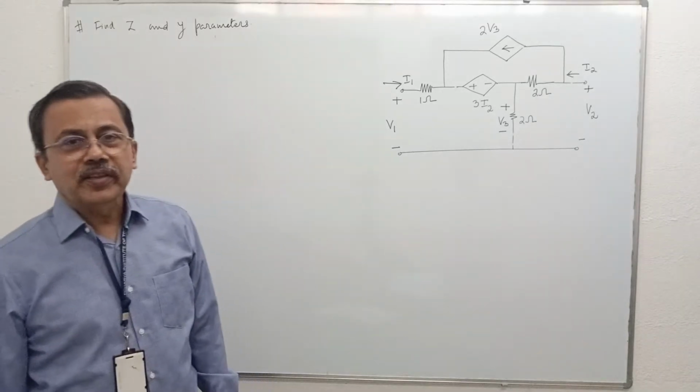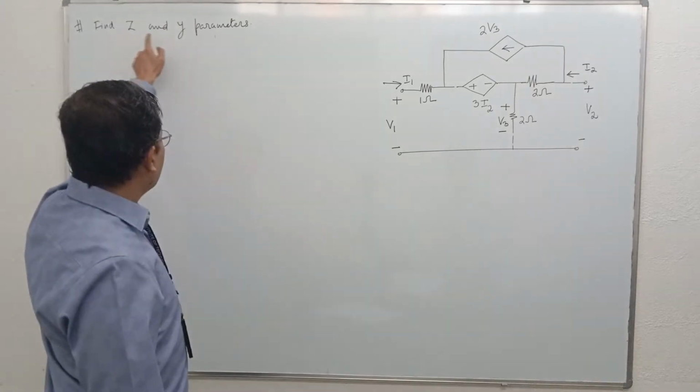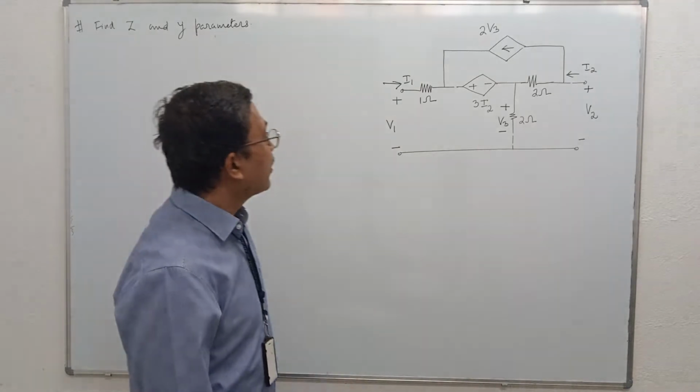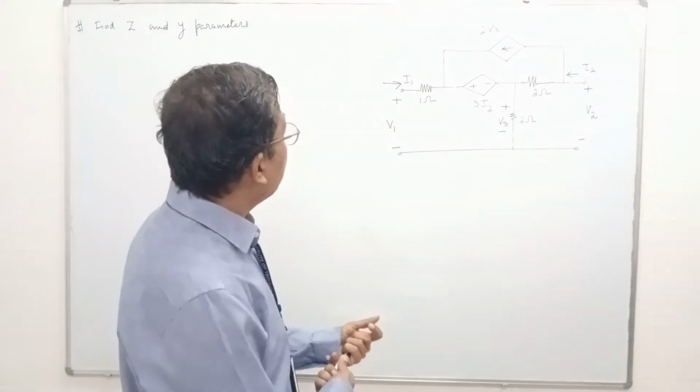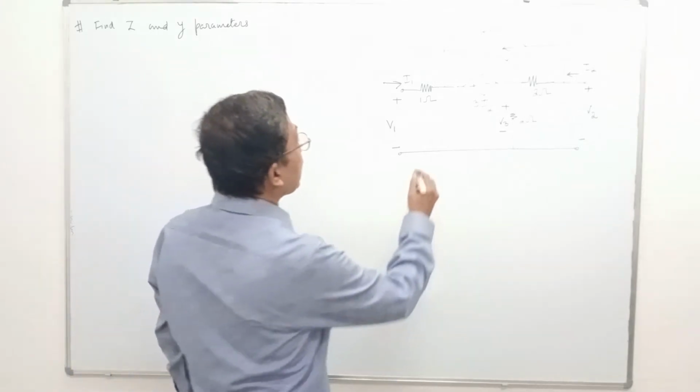We'll continue with the z and y parameters. The problem is to find z and y parameters for the network shown in the figure. So what I will do is, first I will mark the currents.